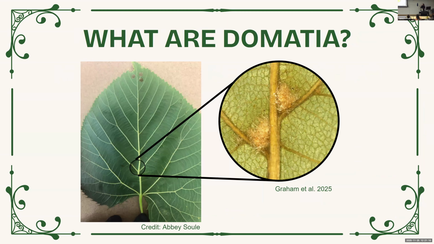So Domatia are these structures that are made up of trichomes, and trichomes are these little kind of plant hairs that cluster together in tufts, and they're found on the abaxial or underside of the leaf in between the mid-veins. And these structures actually help facilitate a mutualistic relationship between the plant and beneficial mites.